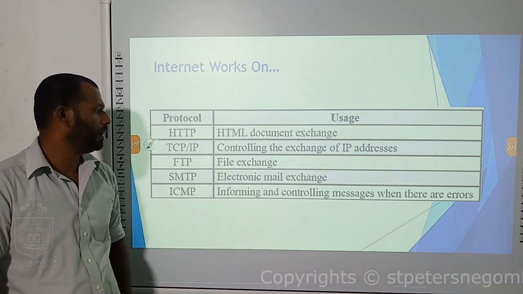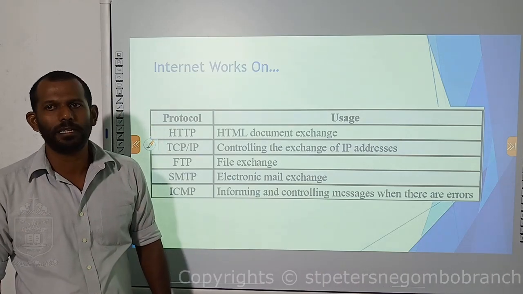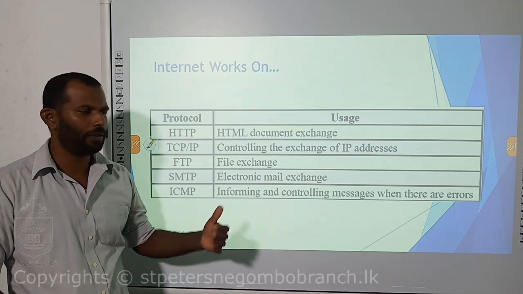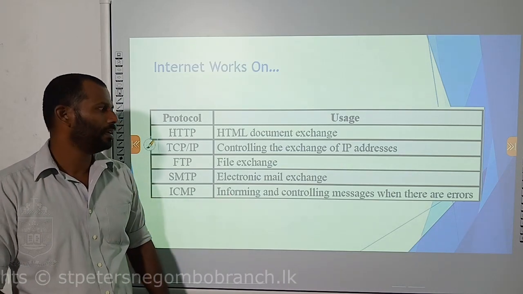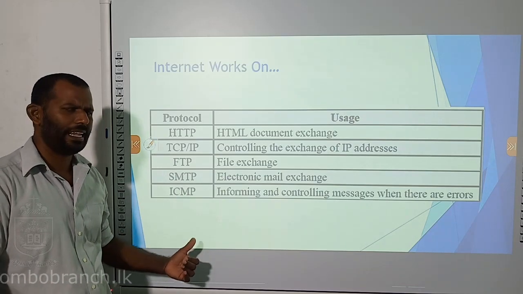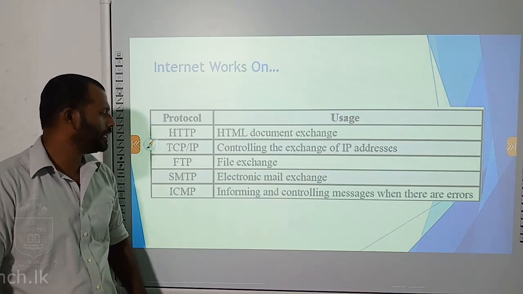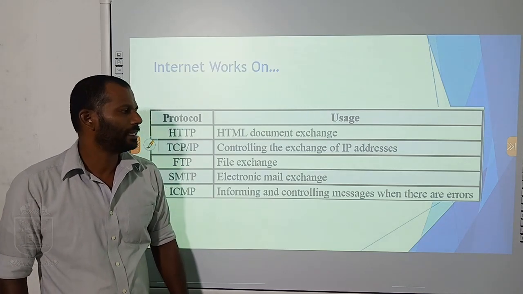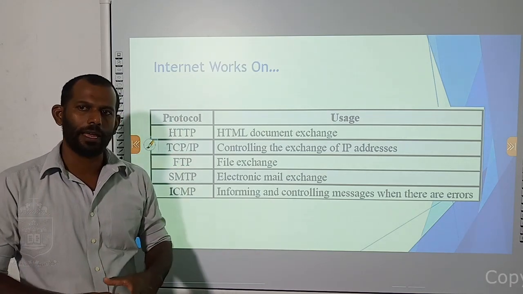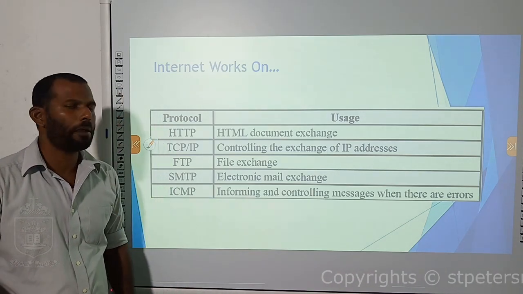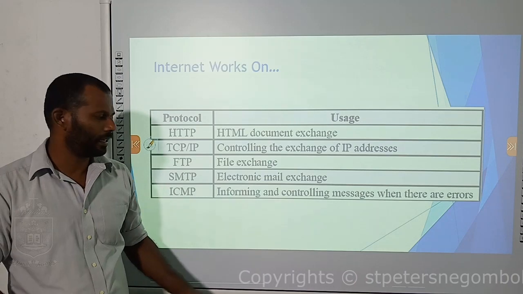Then SMTP is the electronic mail exchanger. That means if you want to exchange mails through the internet, we use SMTP, the electronic mail exchange protocol. Then the next one is ICMP, information and controlling messages when there is an error. If there are some errors in the data packets, then we use this ICMP protocol for that.